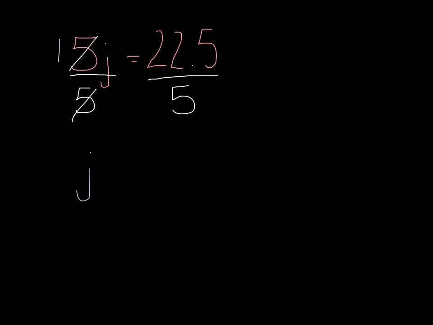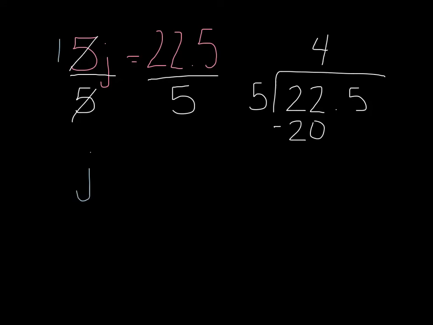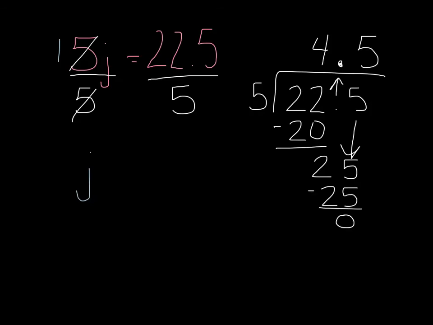And we're going to solve that over here. 22.5 divided by 5. 5 can go into 22 4 times. 5 times 4 is 20. 22 minus 20 is 2. Don't forget your decimal point. Put it straight up from where it was and bring down the 5. And 5 goes into 25 5 times. And we have solved it. So j equals 4.5.